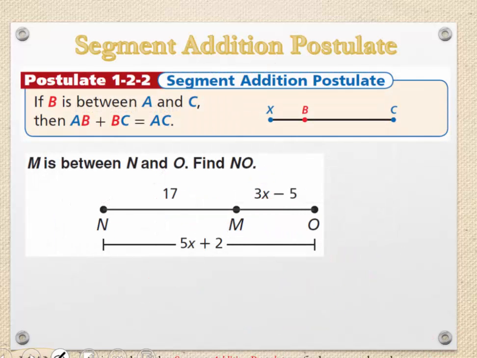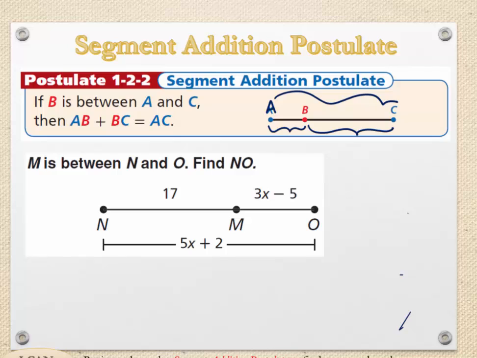Here's our segment addition postulate. This was in one of the I can statements as well. Postulate 12-2 says that if B is between A and C, then AB, so this part here, plus BC, this part here, equals AC, which makes sense when you think about it. If you add those two together, you're going to get the total thing.